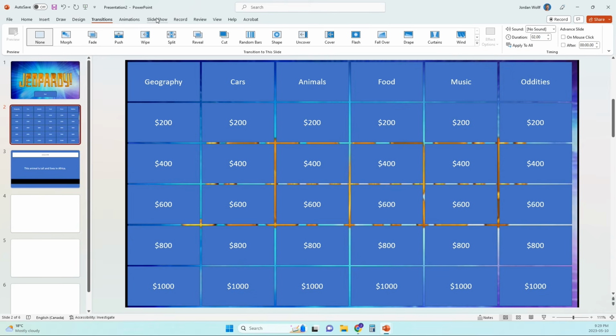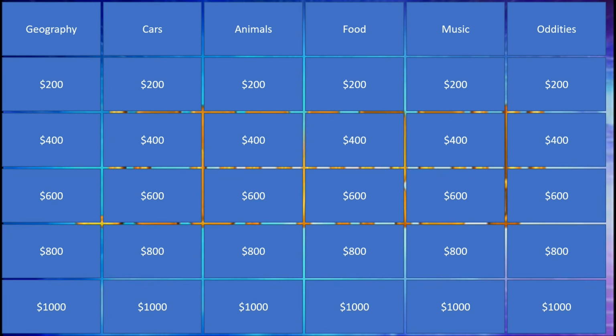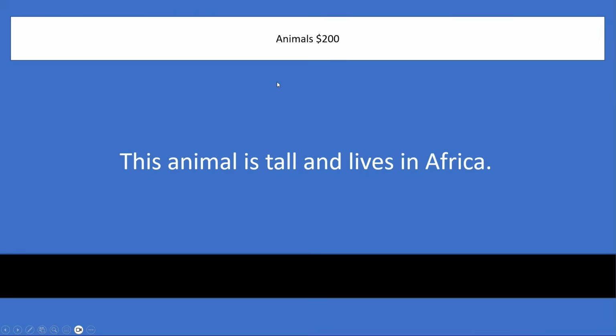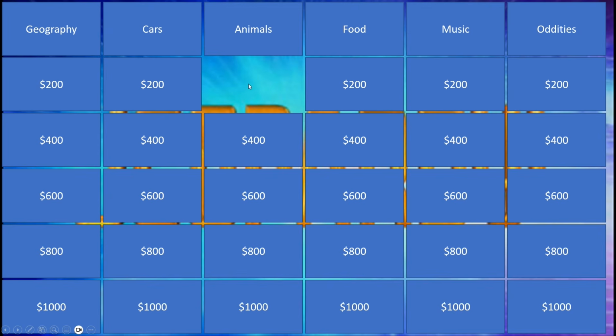So now when we run the same scenario, slideshow from current slide, if I click anywhere randomly, I'm still safe, I'm not advancing slides, and right now the only thing I have linked again is the animals 200, which I can go through. Notice that when I go back to the main game board, this square is still vanished, showing that that question is gone, and I can just work with the other ones.